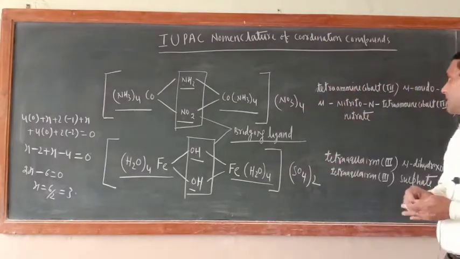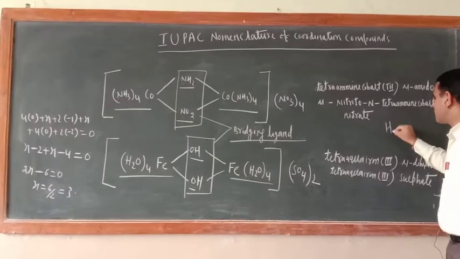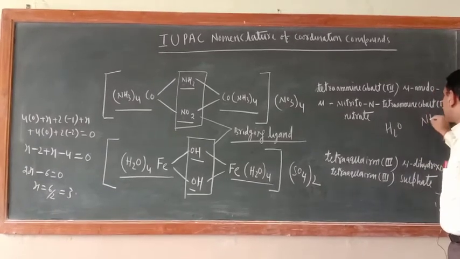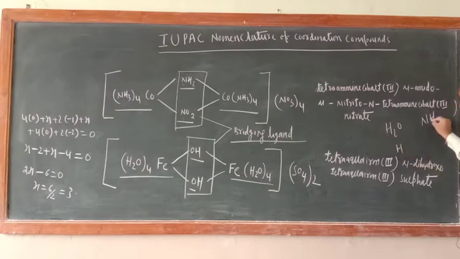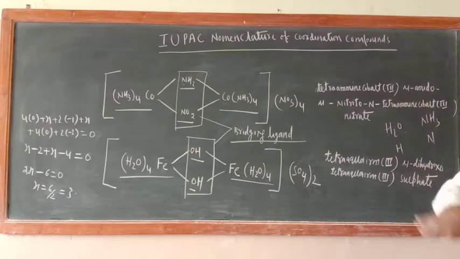Just see, try to understand. This is H2O. This is NH3. What is the first symbol of this formula? H. What is the first symbol of this formula? N. So while writing the formula of a coordination compound, as far as ligands are concerned, we should take the alphabetical order of the first letter of their formula. I will write the set of rules also, don't worry.